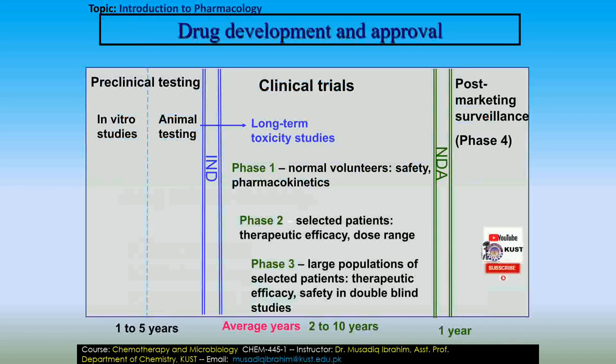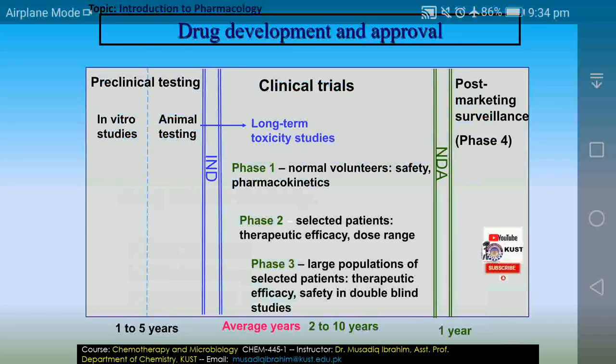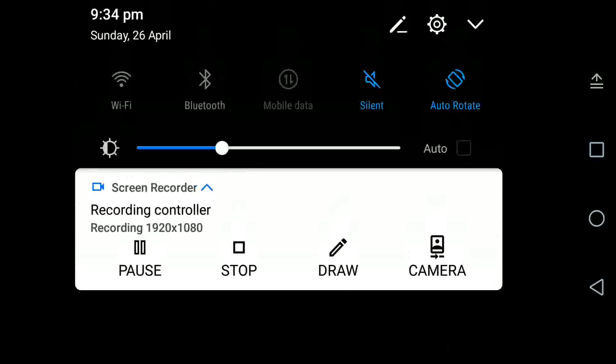And the two terms which are written here are IND, which stands for investigational new drug, and finally NDA, which is new drug approval. So these are the phases through which a drug has to pass, and then finally it can be used and utilized for patients with specific infections.